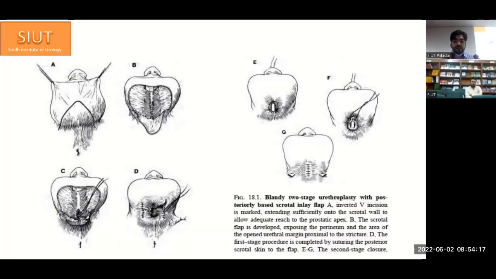This is the blended two-stage urethroplasty with a posteriorly based scrotal inlay flap. In this, an inverted V-shape incision is given over the scrotal flap up to the apex of the prostate. The scrotal flap is developed, exposing the perineal area and open urethral margin for proximal stricture. The first stage procedure is complete by suturing the posterior scrotal flap. This is the second stage.